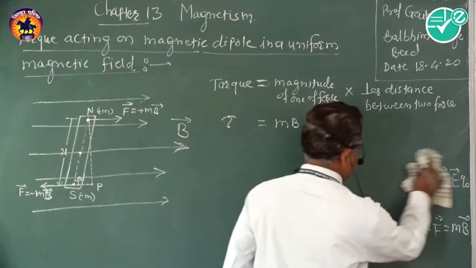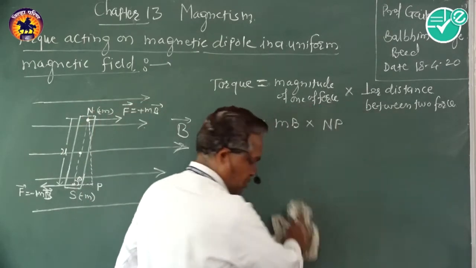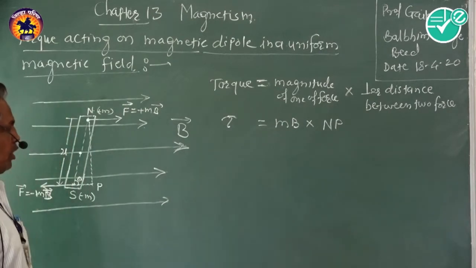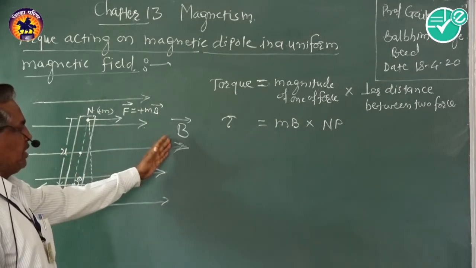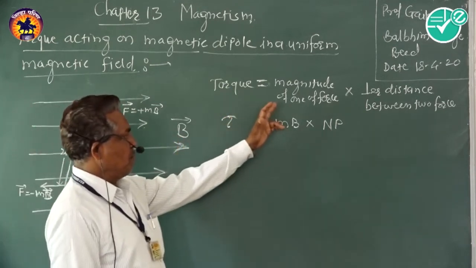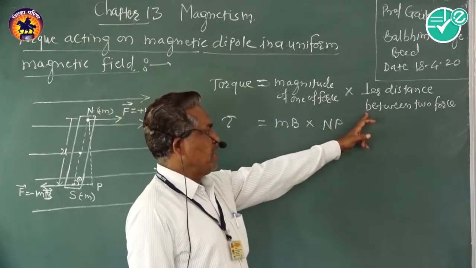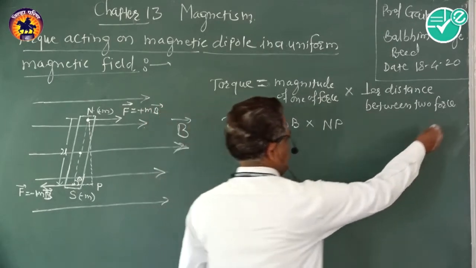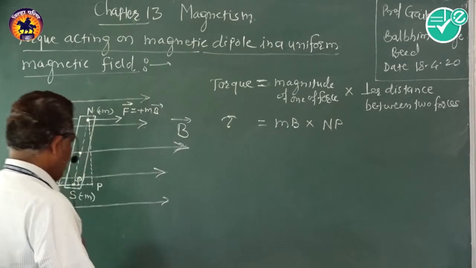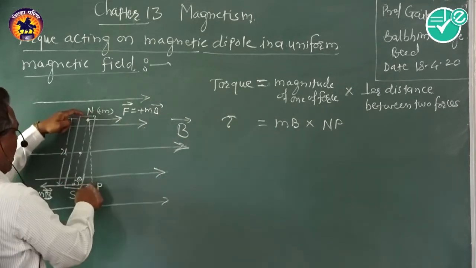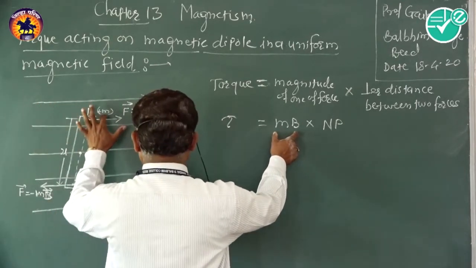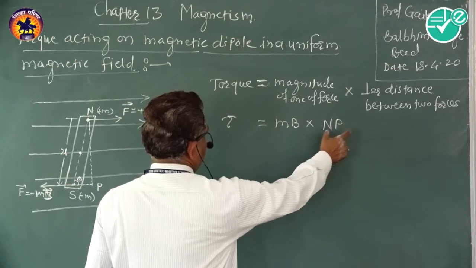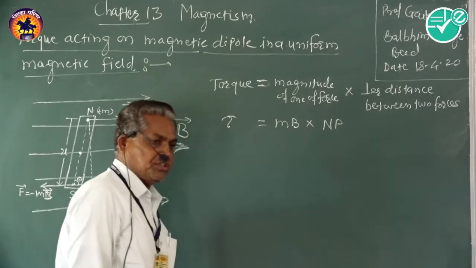It is for your simplicity, according to electrostatics. Now, the magnitude of torque acting on the magnet kept in external magnetic induction B is given by the magnitude of one of the forces and the perpendicular distance between the two forces. Here these are the two forces acting and NP is the perpendicular distance, therefore the magnitude of one of the forces is mB and the perpendicular distance between the two forces is NP.